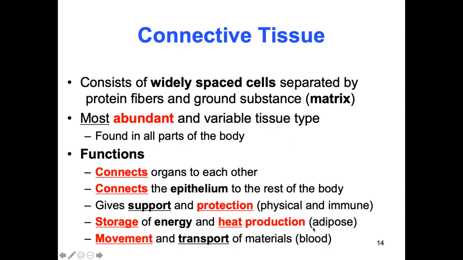Storage of energy and heat production, adipose. So adipose or adipocytes, adipose refers to fat cells. Fat cells store energy. Stored energy is what we call triglycerides. It's nothing other than sugar stored in a fat cell. We call them triglycerides. Exercise is the way of lowering triglycerides, because that helps to get the sugar out of fat cells and burns that up for fuel, for energy.